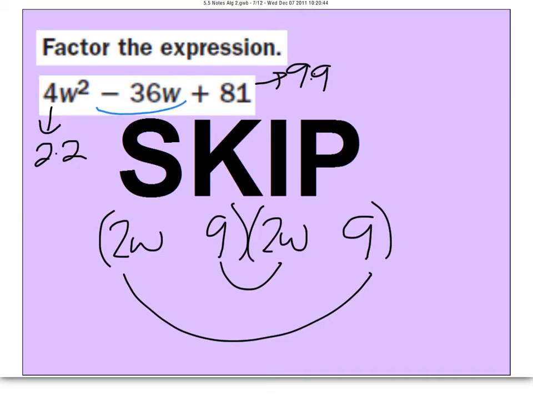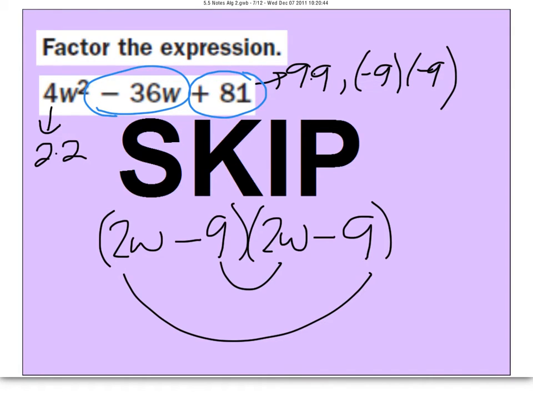The middle term has to add to a negative 36. So the only way to make it a negative 36 is to realize the way to multiply to get a positive 81, we actually could do a negative 9 times a negative 9. So I'm going to make them negative down here. When you check it, we're going to notice negative 9 and 2 is going to give us the negative 18w, and 2w and negative 9 is negative 18w. When you add these two terms together, you get negative 36w, which meets the requirement. Again, we would wrap this up by writing it as 2w minus 9 all squared.